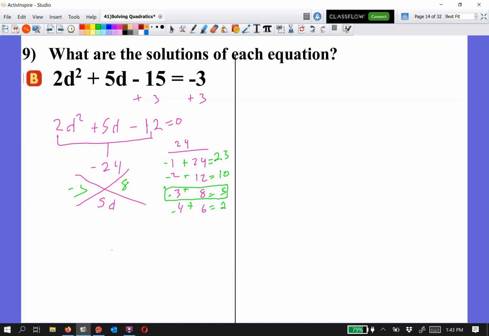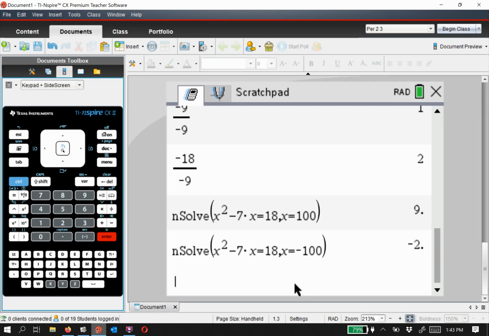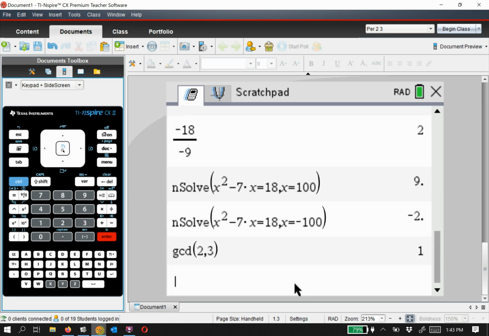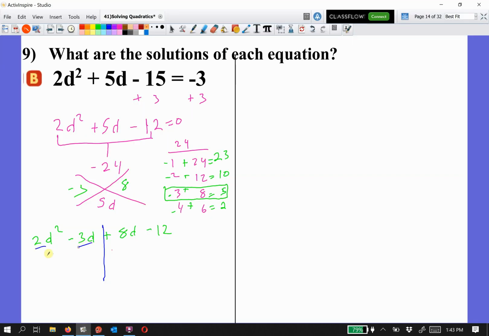Okay, now I'm going to do this one like this. So we've got 2d squared minus 3d plus 8d minus 12. Okay, split them up. Okay, 2 and 3. So we just do GCD. GCD, parentheses, 2, comma, 3, is 1. So I've got 1. I've got D and D, so I've got 1D.